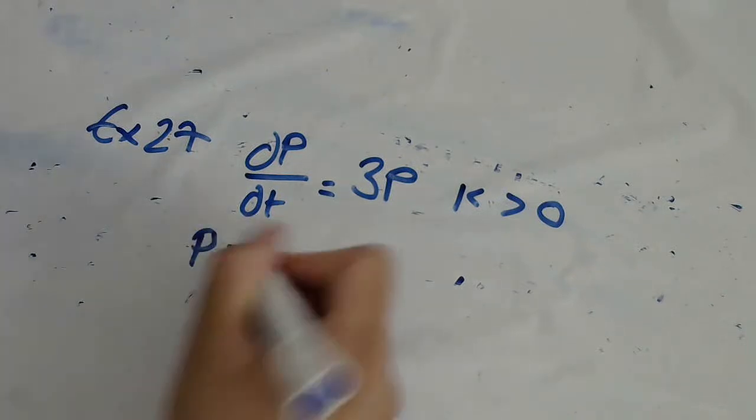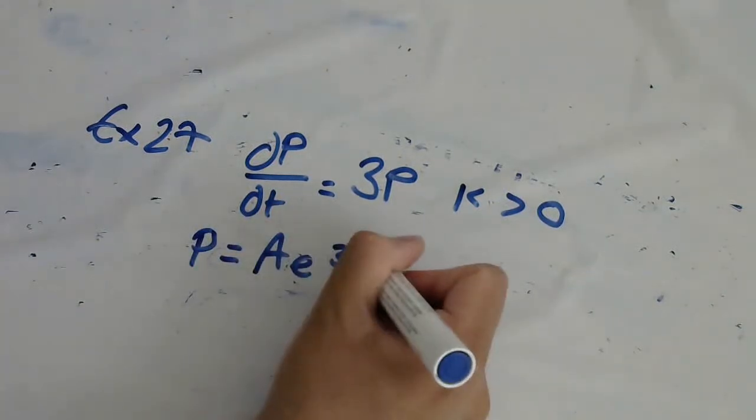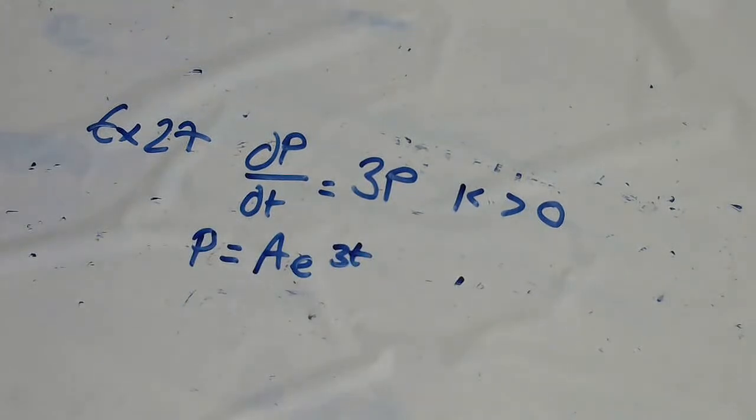So find a model for P in the form A equals 3t, and find A.